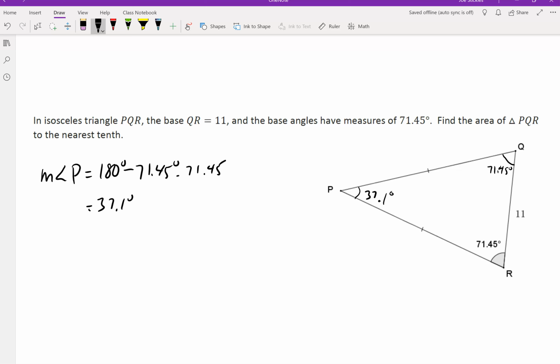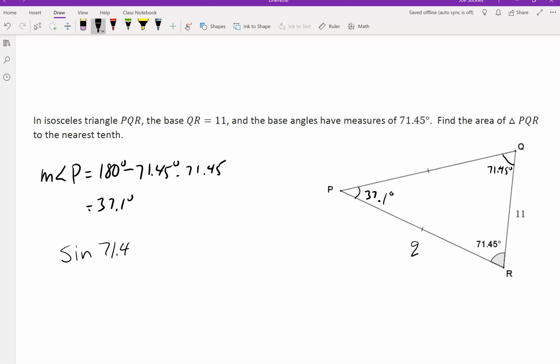So really, all I need to know is one more side, and then we can figure out what the area is. I don't need both sides. I mean, once I figure out one, I know the other, but I just need one more side because I just need two sides and the included angle. So now we can use our law of sines to figure out, let's say this side, I'm just going to give it a little letter Q since it's opposite angle Q.